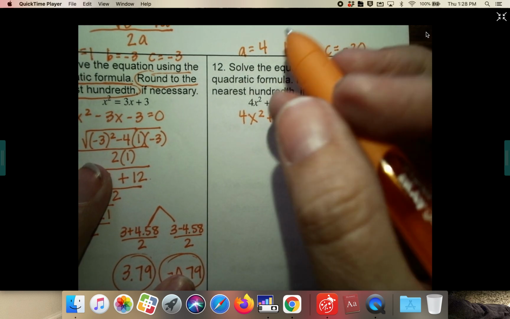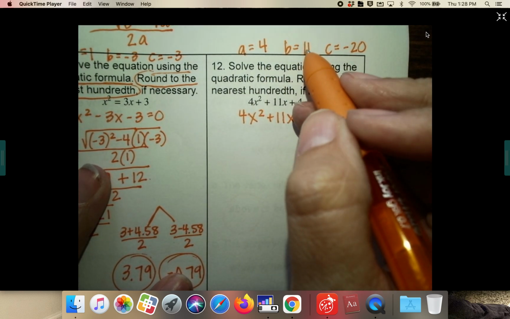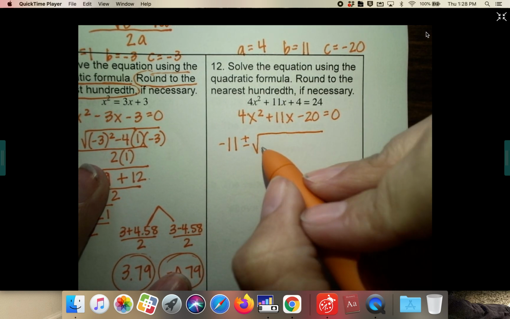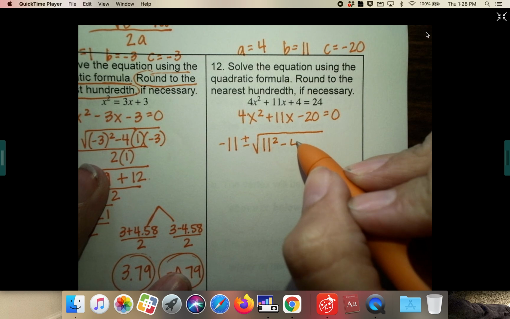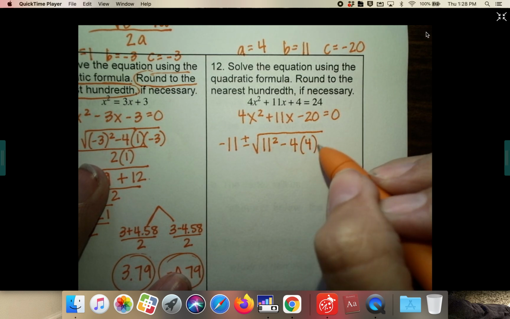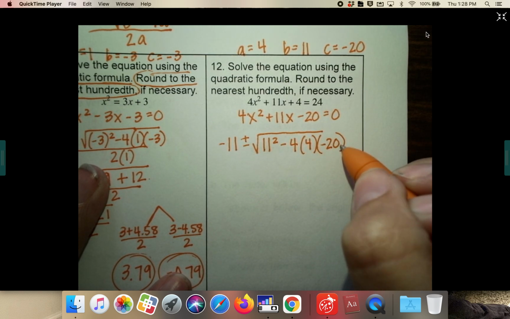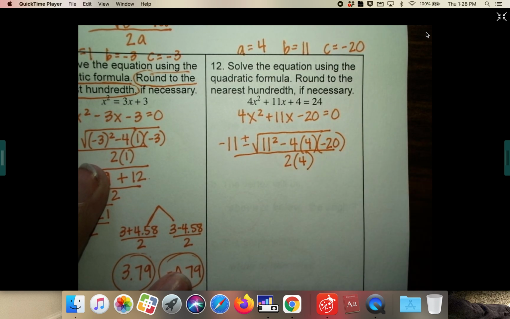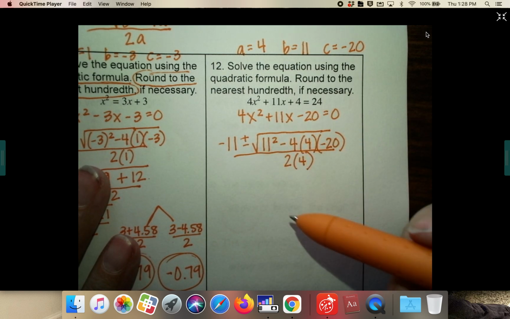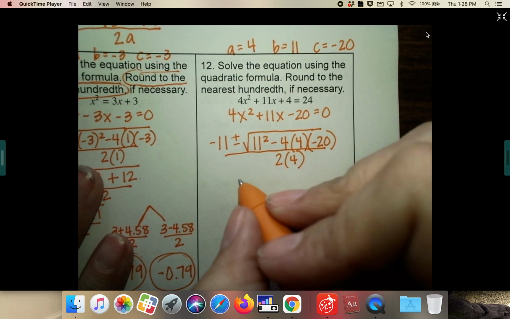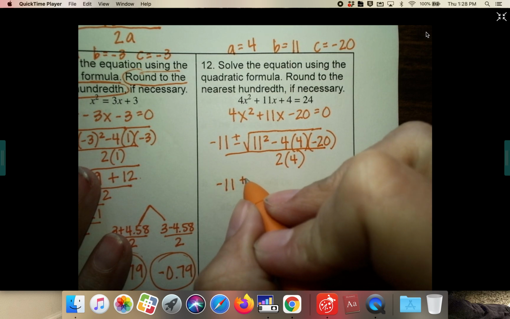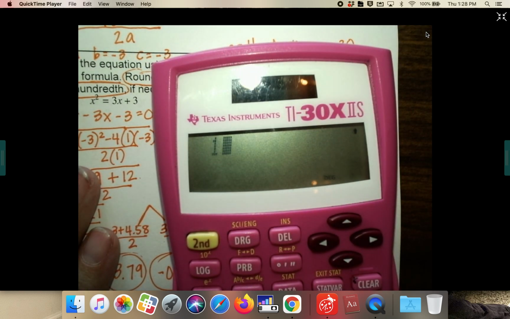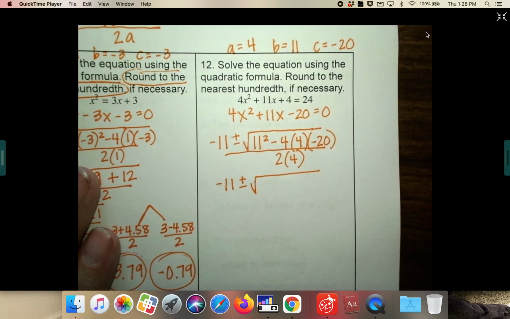So it is going to be the opposite of b, so negative 11 plus or minus the square root of 11 squared minus 4 times a times c, all divided by 2 times a. Okay, double check that you get all of your stuff set up correctly first. Negative 11 plus or minus 11 squared, I think, is 121. Yes.